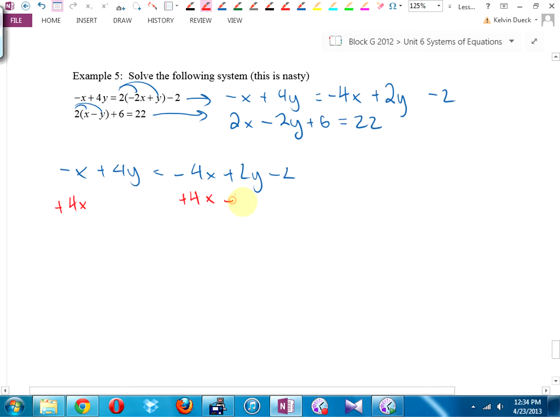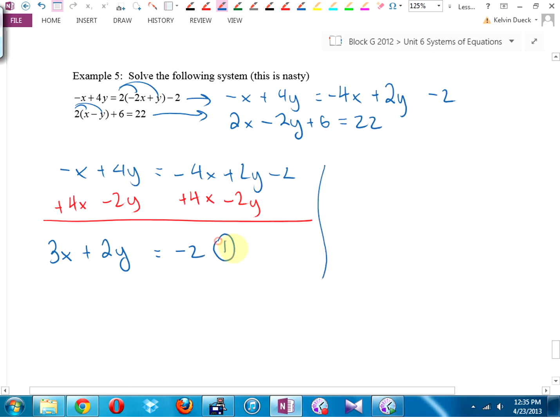I'm going to minus 2y from both sides. And when I do that, what's my new and improved equation if I drop my equal sign down? I think I have 3x plus 2y equals negative 2. That's going to be my equation number 1.